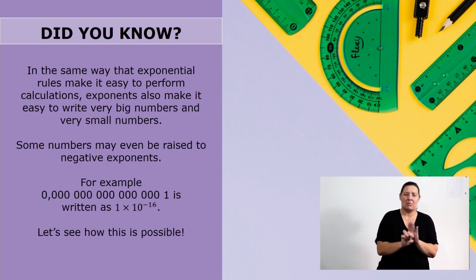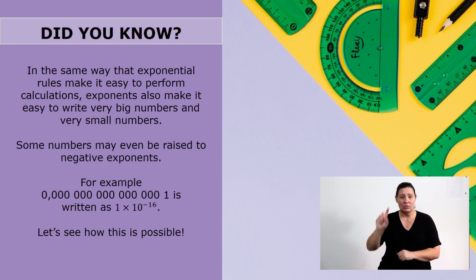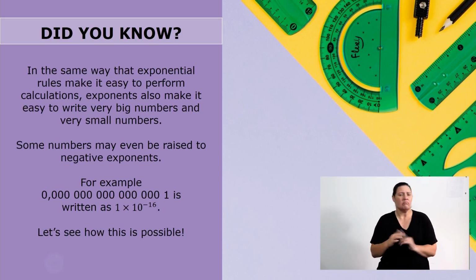So for example, we have that number there, which is very small. And we know that it's very small because we have a 0 in the ones position and no other numbers in the other placeholders. So it can be written as 1 multiplied by 10 to the exponent negative 16. So let us see how that is possible.